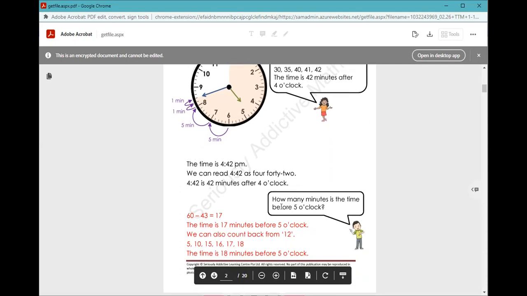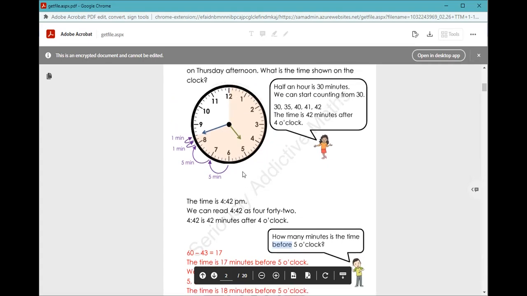Now, also note that the language used before is going to be tested in the homework, so you need to teach them. So 42 minutes after 4 o'clock would be the same as, let's count from here, 5, 10, 15, 16, 17, 18. Sorry, I counted wrongly. It would be the same as 18 minutes before 5 o'clock.